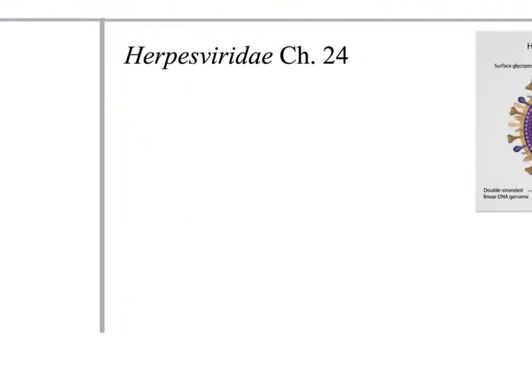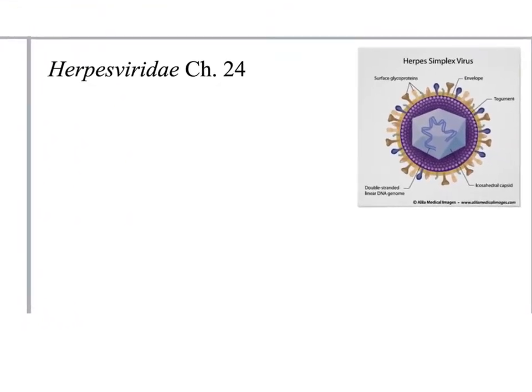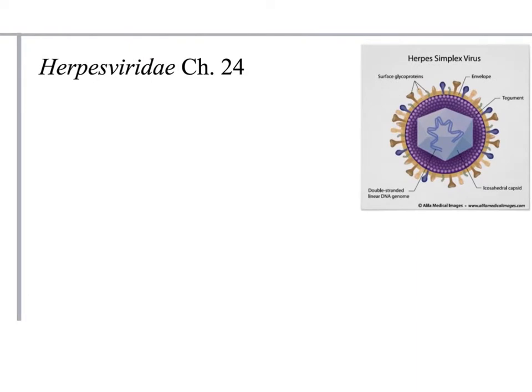Let's zero in on some characteristics of the family Herpesviridae. This is a double-stranded DNA virus. Chapter 24 is just examples of double-stranded DNA viruses. We are only going to cover the herpesvirus. There are some other ones in there, papillomaviruses, whatever, if you want to read about those. You're welcome to. This is a pretty large family of viruses, so we're going to talk about 8 different herpesviruses, but a little general information first.